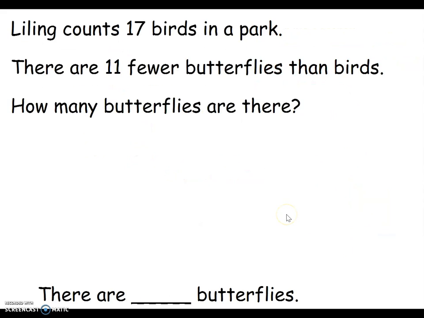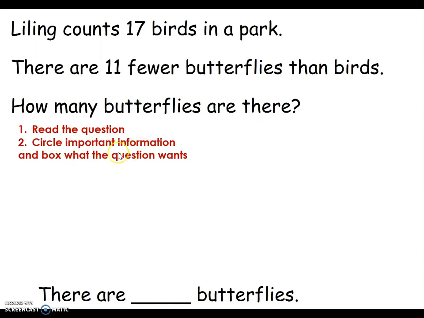Okay, let's look at the last example. Li-Ling counts 17 birds in a park. There are 11 fewer butterflies than birds. How many butterflies are there? So I've just done step 1, read the question. Step 2, we need to circle important information and box what the question wants.